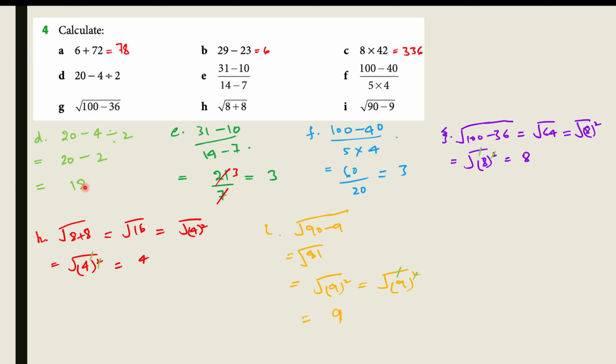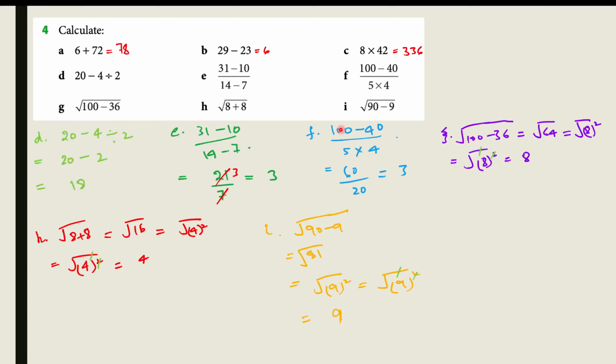The fifth part is, we have 31 minus 10 over 14 minus 7. So 31 minus 10 is equal to 21, and 14 minus 7 is equal to 7. If we further simplify it, 7 multiplied by 1 is equal to 7, and 7 multiplied by 3 is equal to 21. So 3 would be our final answer, the simplified one.